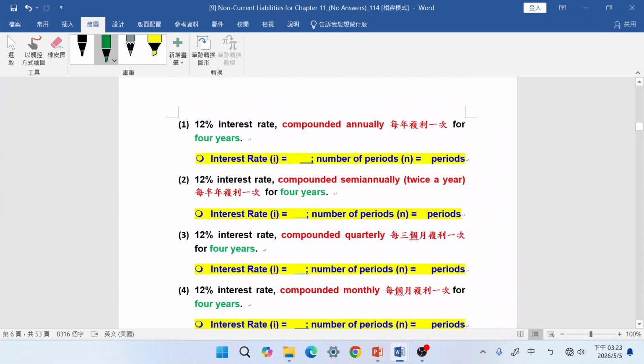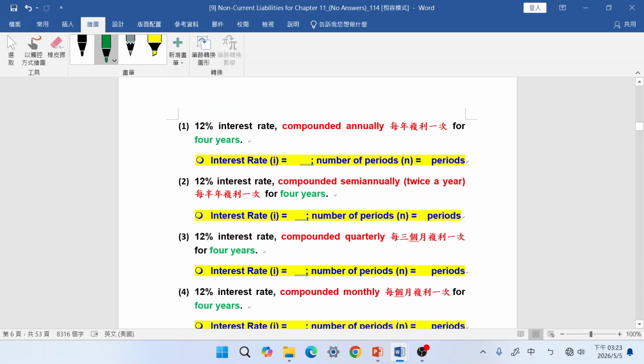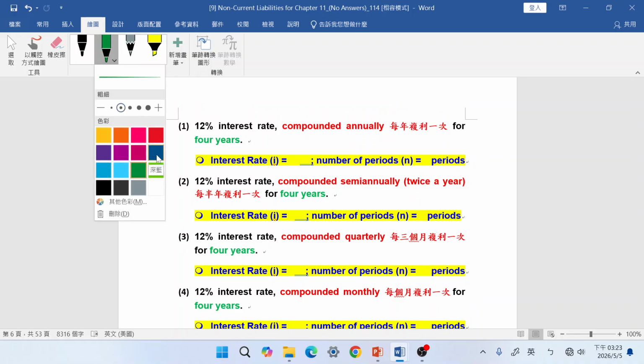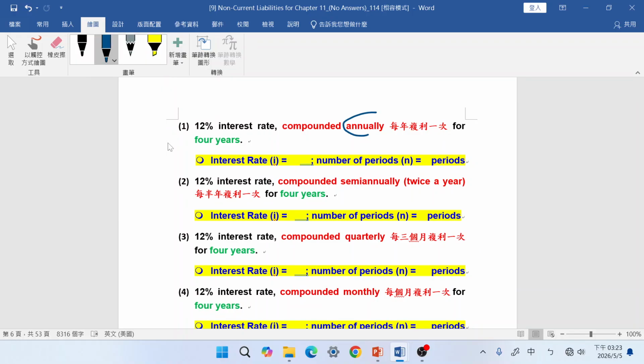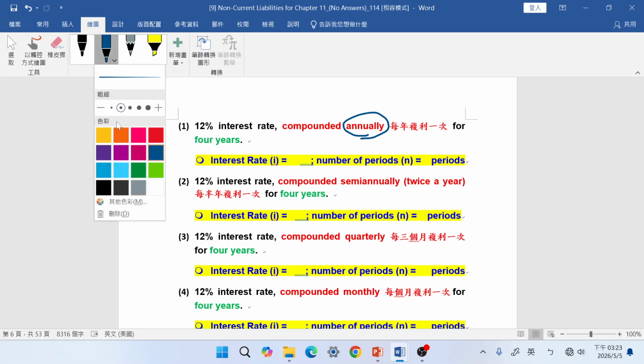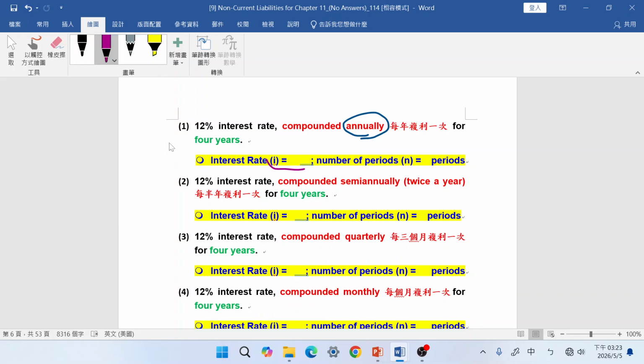So hang on, page 9 here. We told you compounding annually, right? So first case is annually. Your interest is incurred only one time for each year. So can you tell me your N and your I? What's your I? What's your N?